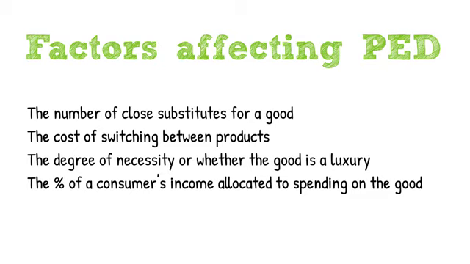The percentage of consumers' income allocated to spending on the good. Goods and services that take up a high proportion of the household's income will tend to have a more elastic demand than products where large price changes make little or no difference to someone's ability to purchase the product.